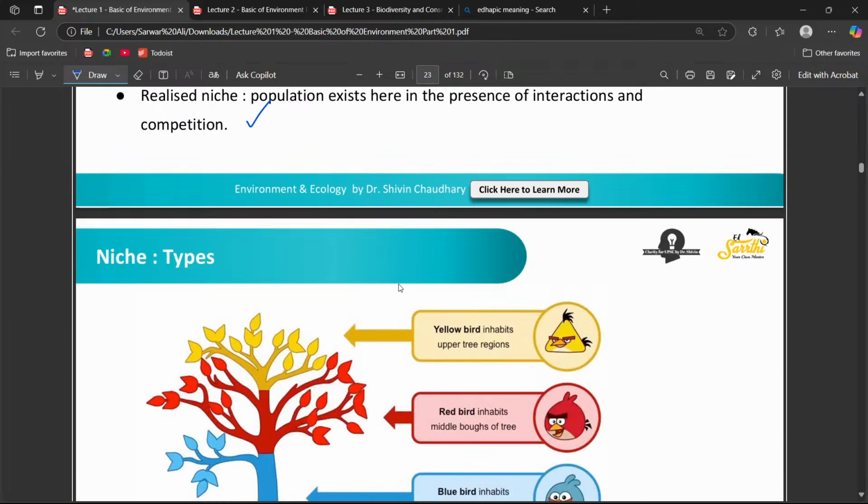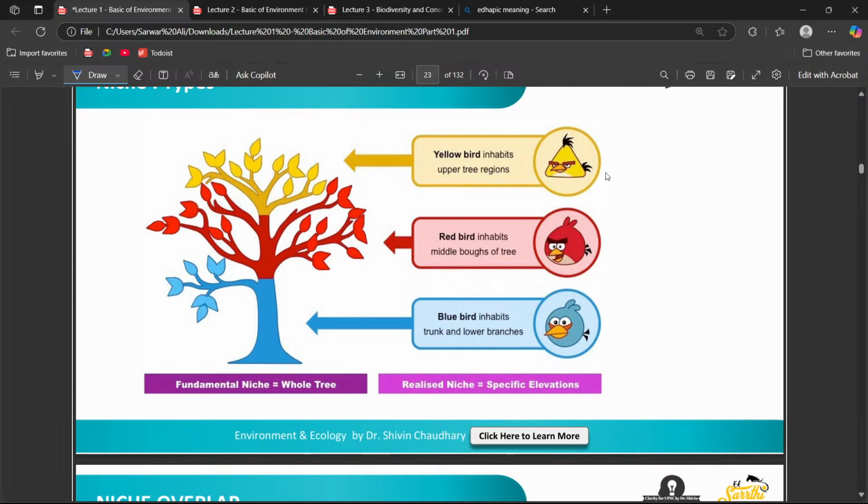Alright, niche types. Let's say a yellow bird inhabits the upper regions of a tree, a red bird inhabits the middle portions of the tree, and a blue bird inhabits the trunk and lower branches. This is the fundamental niche. The fundamental niche is the whole tree, where it can exist independently. But what is the realized niche? It is the niche it is actually occupying.